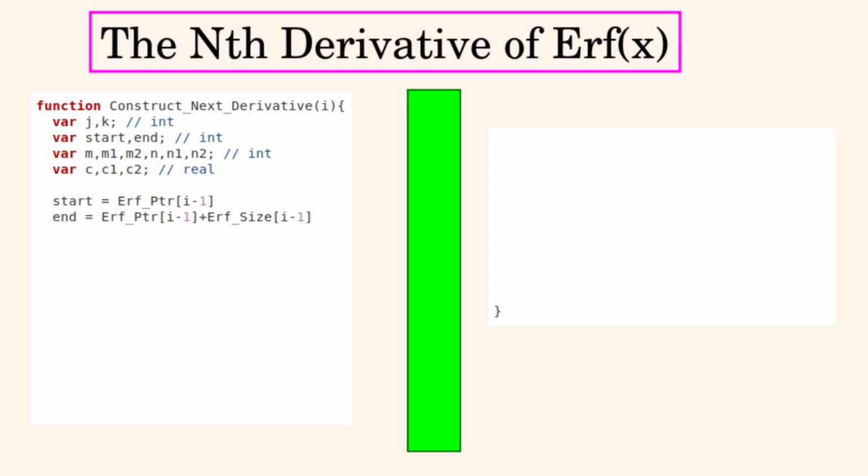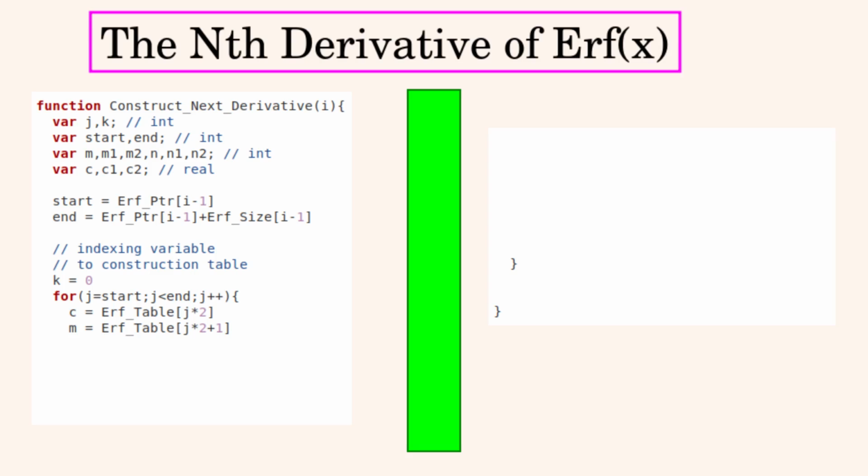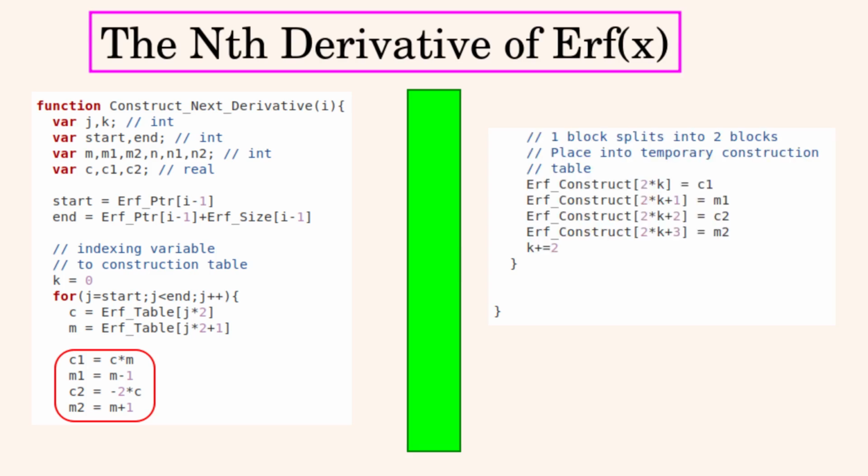We'll create this function to get the next derivative from the previous one. We'll get the start and end points of the derivative that we're working on. Then we'll create a loop to look at every term in this derivative expression. Then we'll get all of the constants associated with each particular term. There's only 2 this time. Then we'll calculate the constants for the next 2 terms of the next derivative that we're calculating. We'll then place these constants into the construction array. Then we'll store the length of this derivative that's in the construction array.